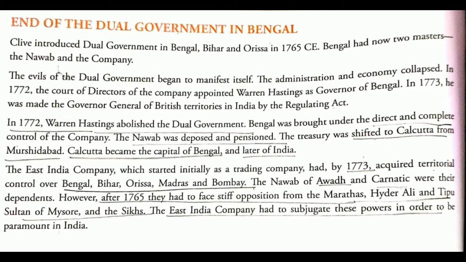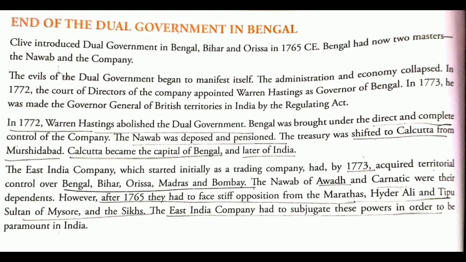You need to remember this year, because Bengal, Bihar and Orissa came under the British policy and government, and that is why it is called dual government. Bengal had now two masters, the Nawab and the Company. The evils of the dual government began to manifest itself.